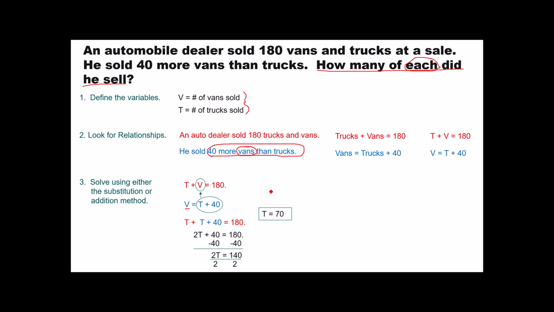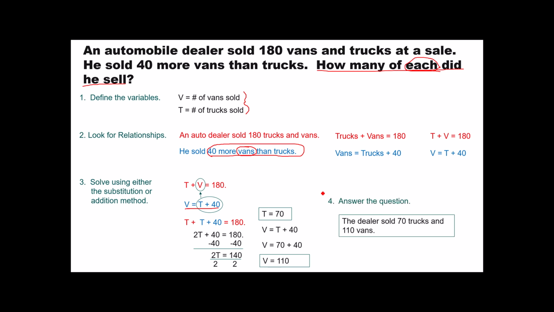You end up with T being equal to 70. Now in this case, you are asked to find the number of vans and trucks. So once you know the number of trucks, you must go back and find the number of vans, which is pretty easy. We're just going to take this 70 and plug it into either one of these equations. It doesn't really matter, but this second one looks like it might be a little easier. So I take the second equation, plug the 70 in, and I end up with 110 vans. The answer to the question then is the dealer sold 70 trucks and 110 vans.